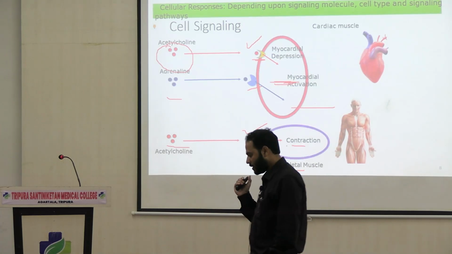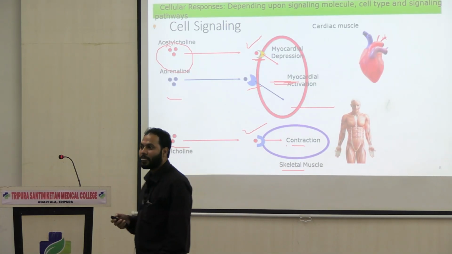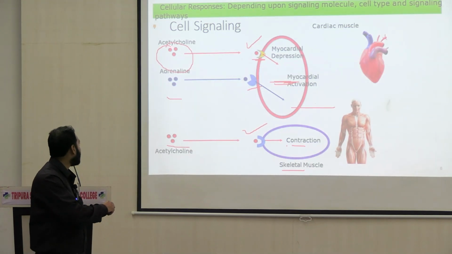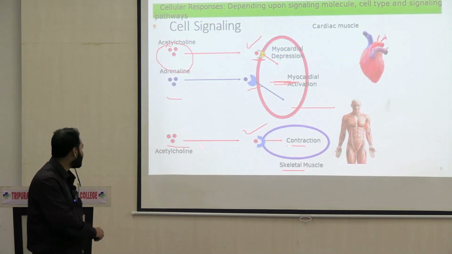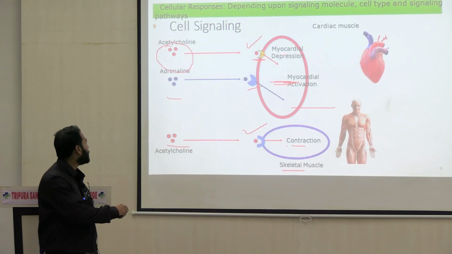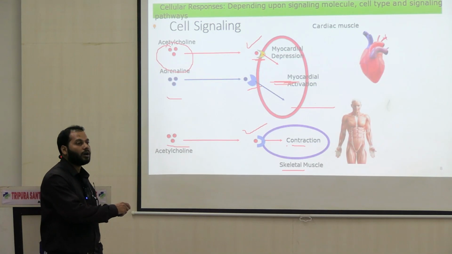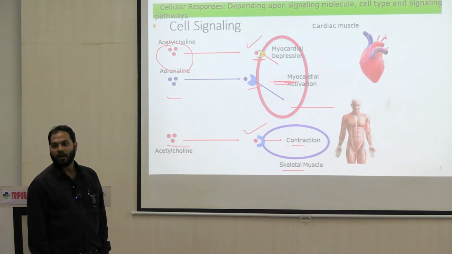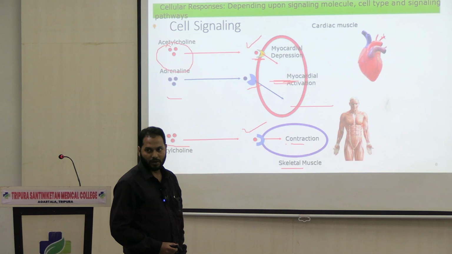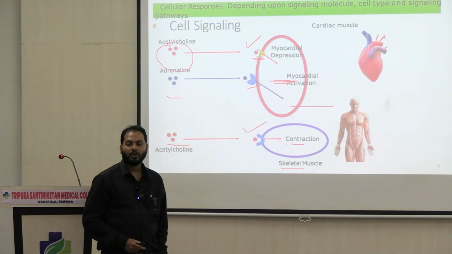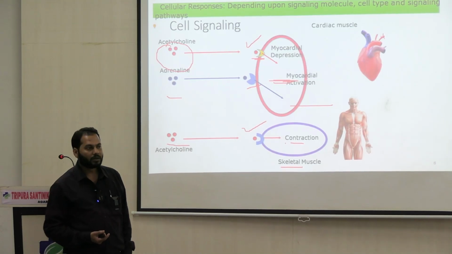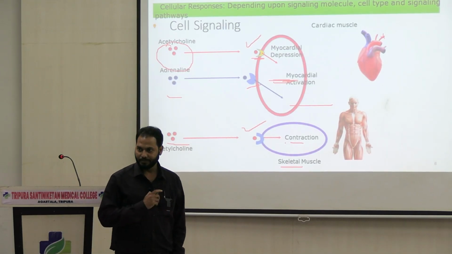At the same time, with a change in the type of cell, here it is skeletal muscle, acetylcholine is the signaling molecule like the previous one. Once this binds with this receptor, there is a strong contraction of the skeletal muscles. But here, there is less contraction of the myocardial muscle cell, right? So this is how, with a change in the type of cell, the response can also vary, right?